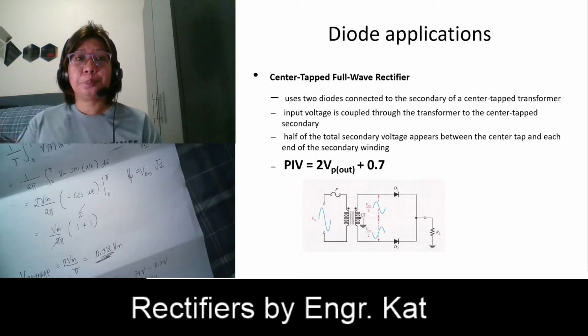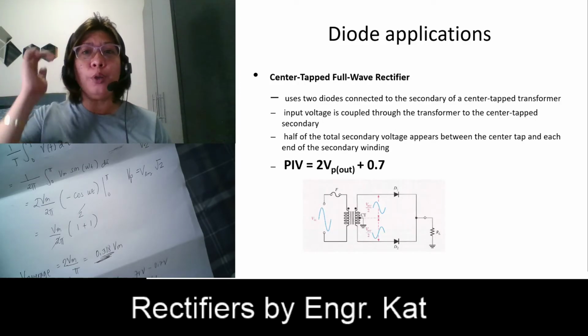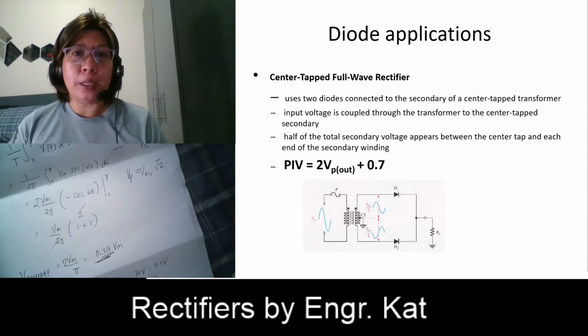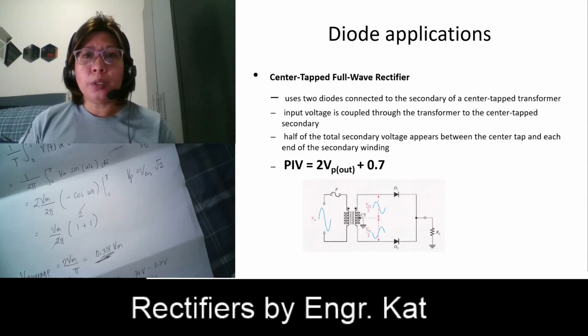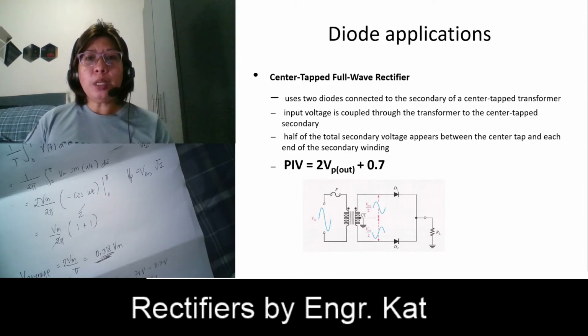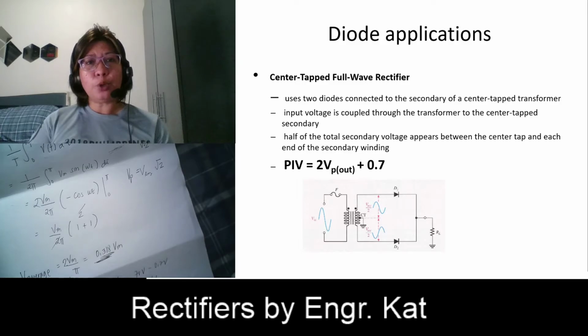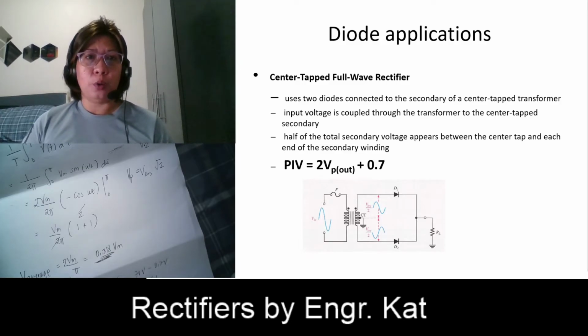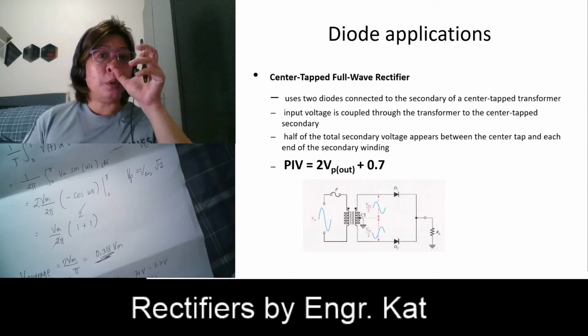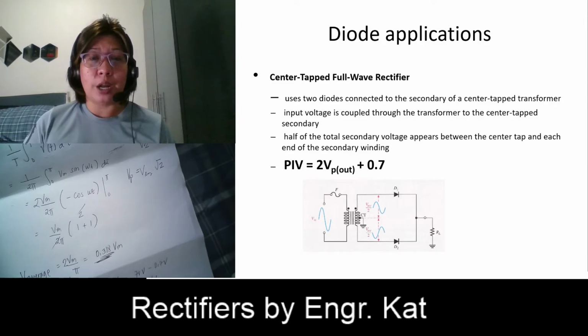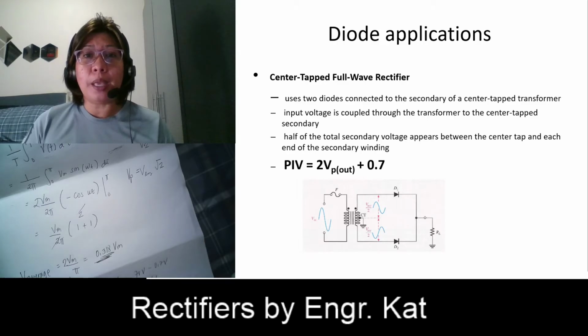Okay? So there are 2 types of full wave rectifier. First is the center tapped full wave rectifier. So this is what a center tap full wave rectifier looks like. Okay, so it uses 2 diodes connected to the secondary of a center tap transformer. So the input voltage is coupled through the transformer to the center tap secondary. Half of this total secondary voltage appears between the center tap and each end of the secondary winding.